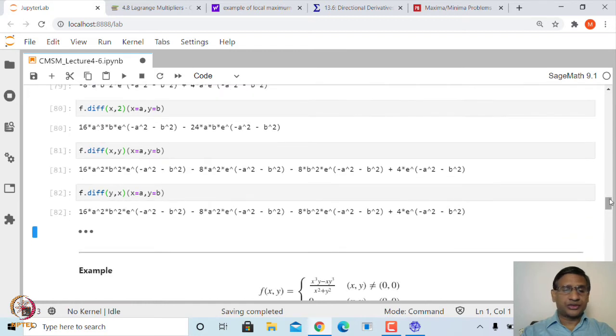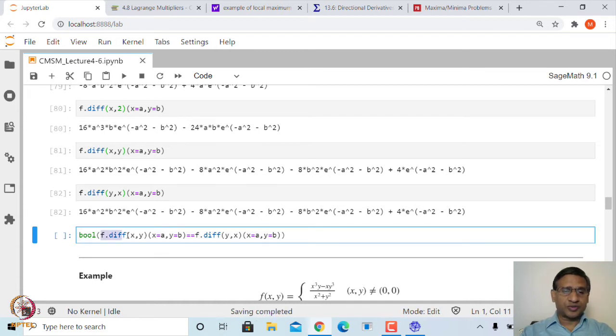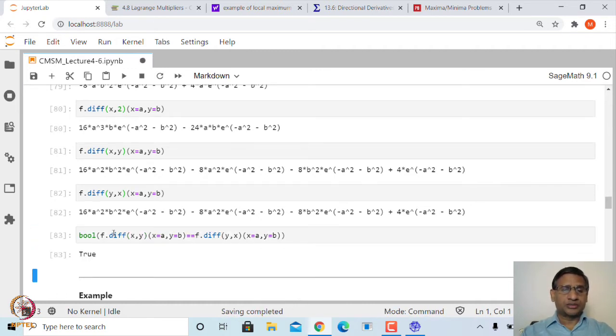And maybe for this function, suppose we want to check whether these two partial derivatives, which are called mixed second order partial derivatives, are the same at any point a, b. So you can look at the partial derivative of f with respect to x comma y at a, b and the partial derivative of f with respect to y comma x at a, b. Since these two are expressed and you want to check whether they are equal or not, you have to use bool. That stands for Boolean, right? So if I say bool this, you will get the answer true. That means these two mixed second order partial derivatives are the same.